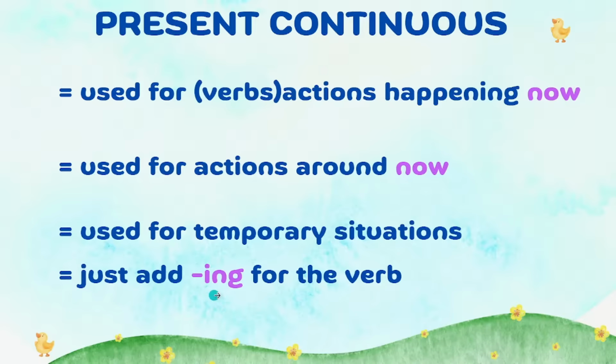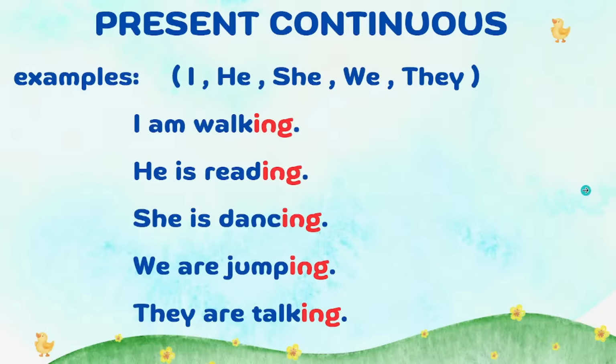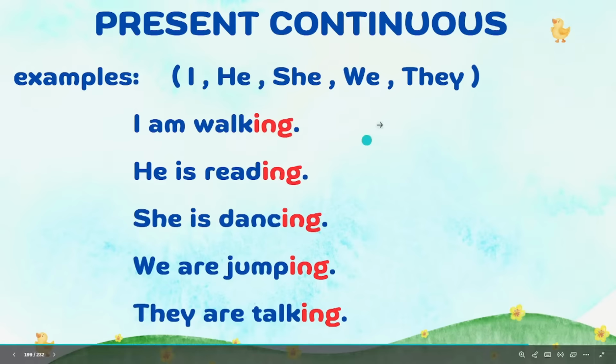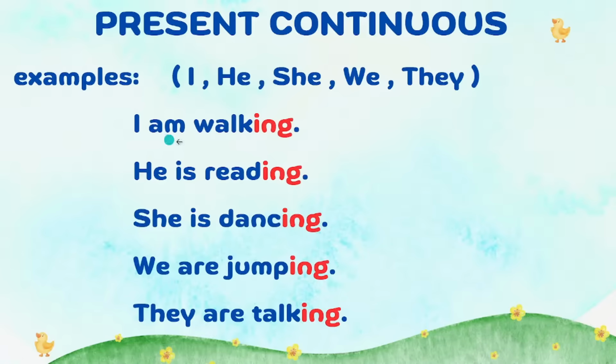Alright. Here, you'll just add ing. It is happening now, because it's present and it's continuous. It's an extended action of what is happening now. Here are examples for I, he, she, we, and they. I am walking. Or, I am talking. Or, I am teaching. I add ing to the verb.